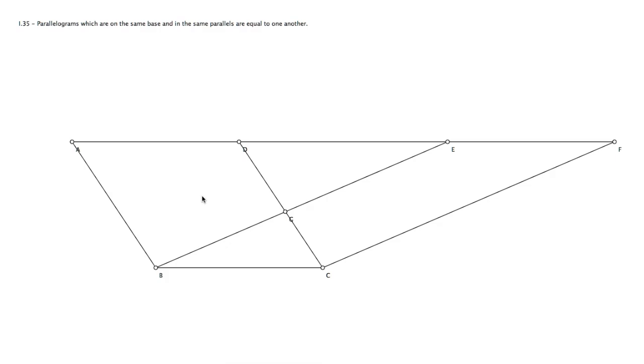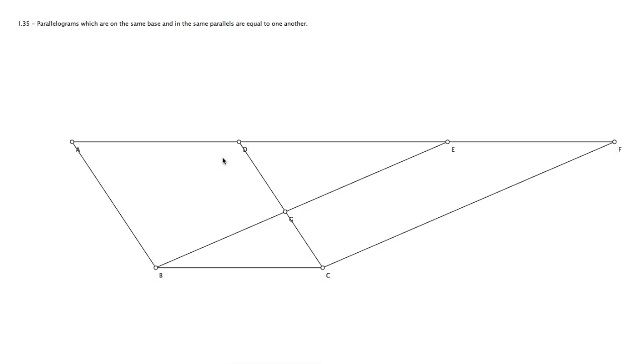So Euclid begins saying, let ABCD, that's this parallelogram here, be a parallelogram on base BC, and we have this other parallelogram here, BEFC, or as Euclid calls it, EBCF, and they are in the same parallels AF, that's this top line there, of course, and the base BC. So they're in the same parallels, right? And the claim is that these two parallelograms will also then be equal.